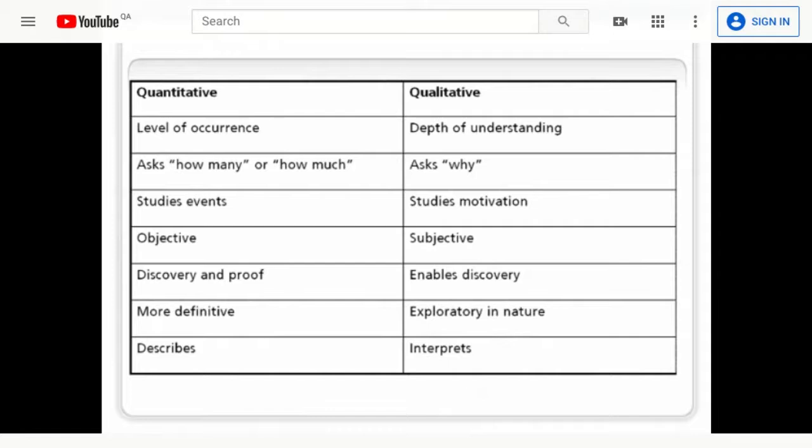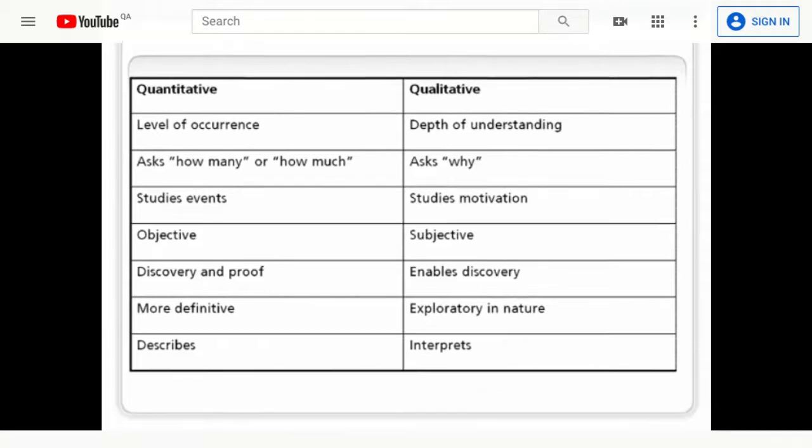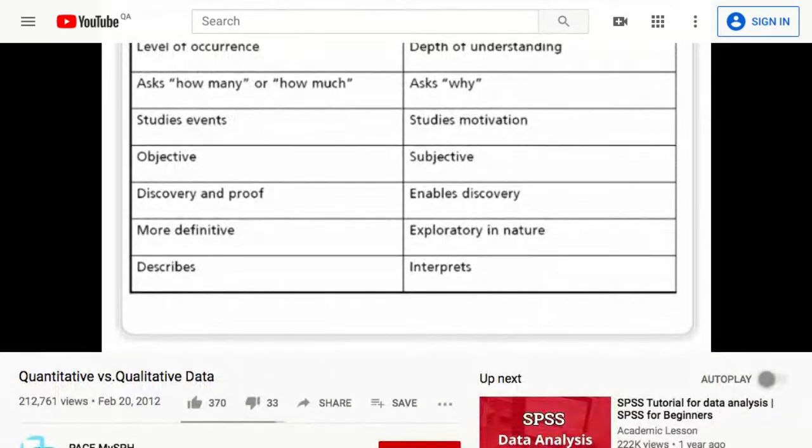This table juxtaposes quantitative and qualitative data. Quantitative studies events. It asks how many or how much. Qualitative studies motivation. It asks why. Quantitative is objective, more definitive, providing the proof. Qualitative is subjective. It is exploratory and interpretive.